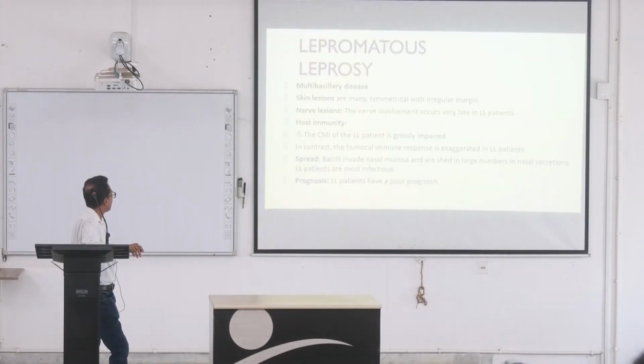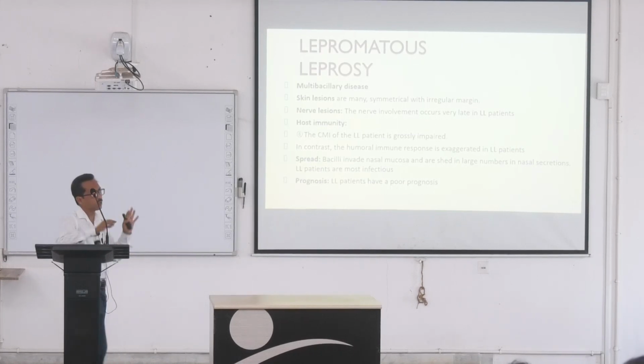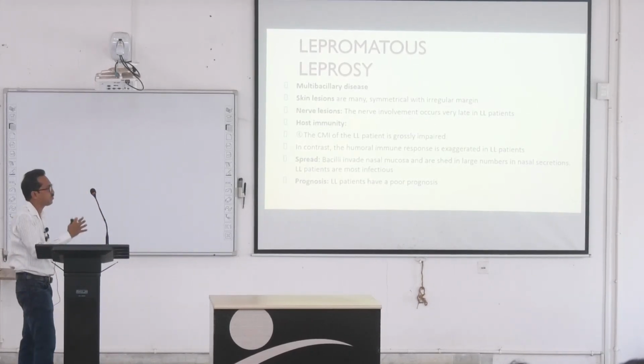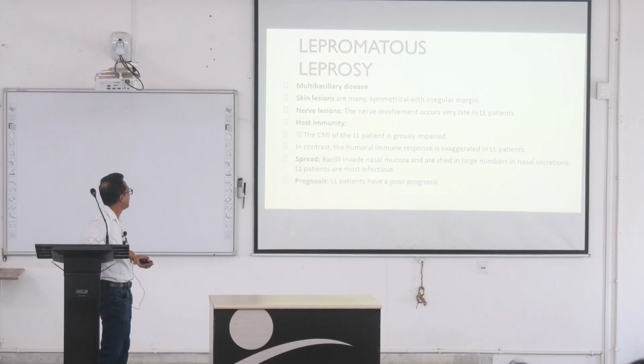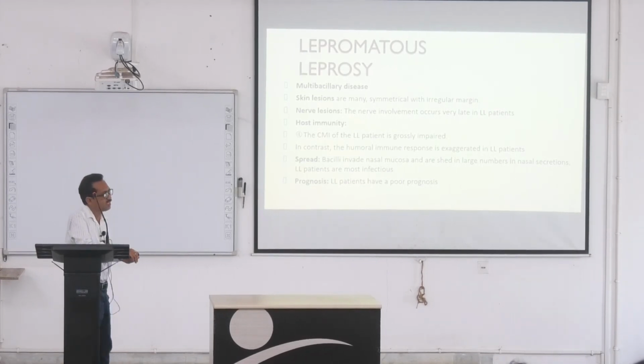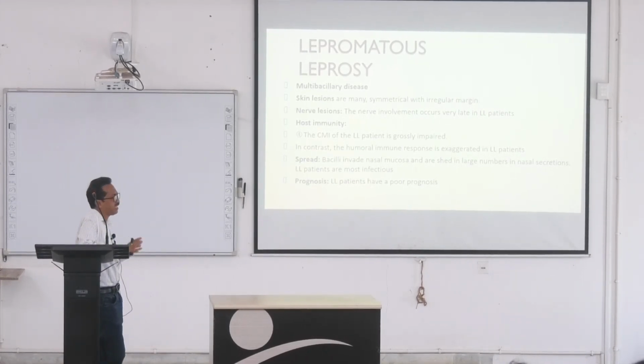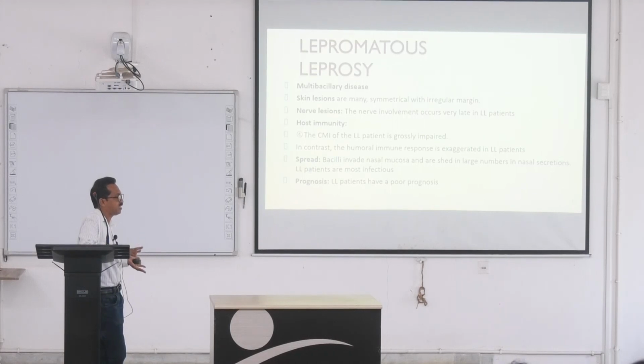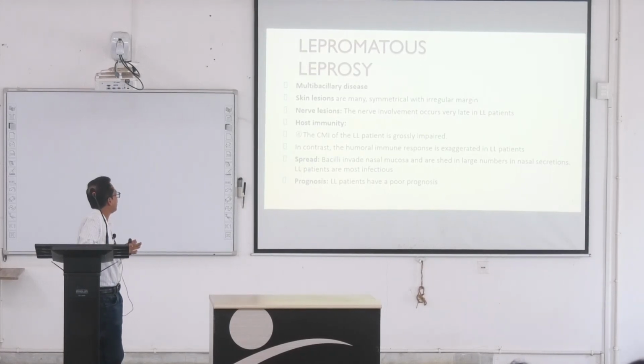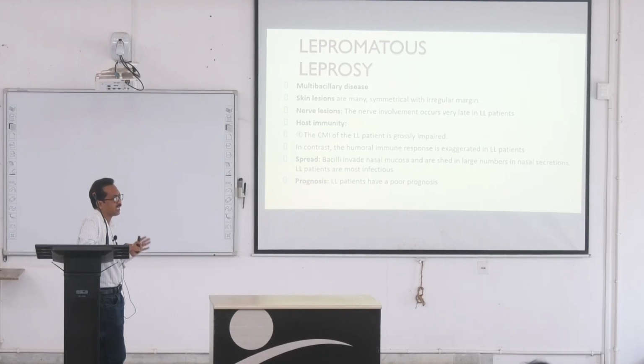We have already covered this. Now, just to recapitulate, what is lepromatous leprosy? It is a multibacillary disease. There are many skin lesions with symmetrical and irregular margins, nerve involvement occurs late, and CMI of the lepromatous patient is grossly impaired. Humoral immunity is exaggerated. Bacilli invade the nasal mucosa and are shed in large numbers.